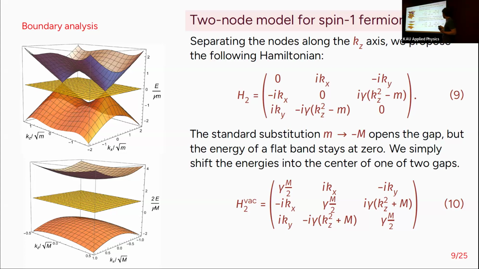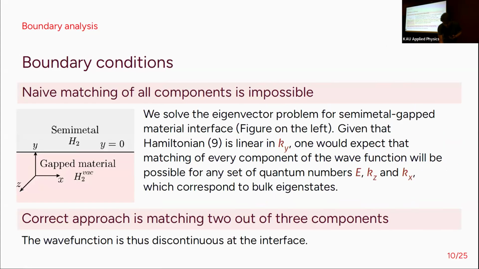But if we just substitute instead of m small, m big, minus m big, minus m capital, then we will have electron-hole symmetry. So we need to break this symmetry. So at the zero energy, we will have an energy gap.